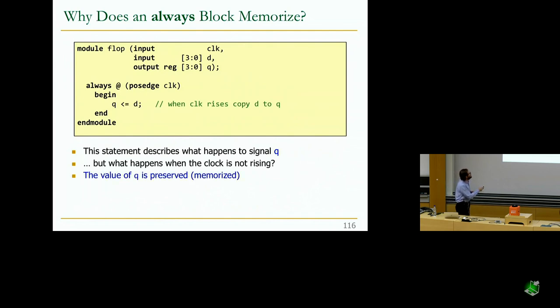Basically, the value of Q is preserved. Whatever you had stored into Q, it stays there. That's the beauty of this register declaration. It only changes at the positive edge of clock. And if the positive edge of clock doesn't happen, when the clock is not rising, the value of Q is preserved. That's how you get memory in this.